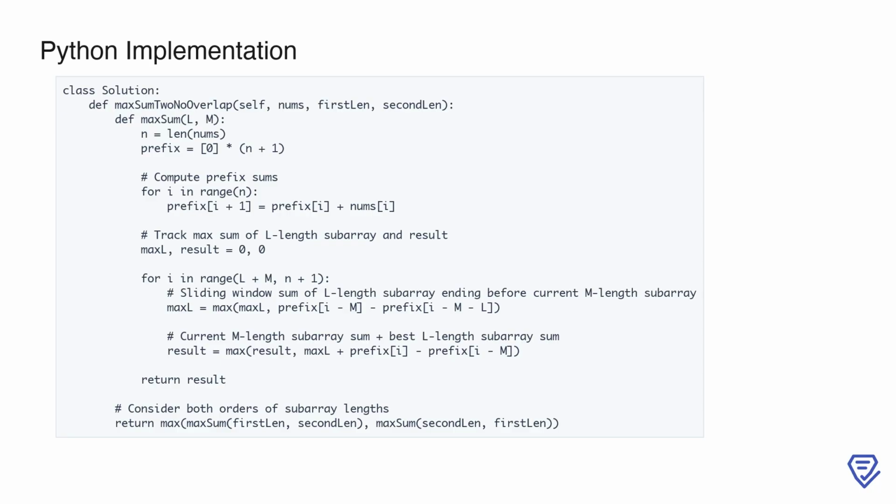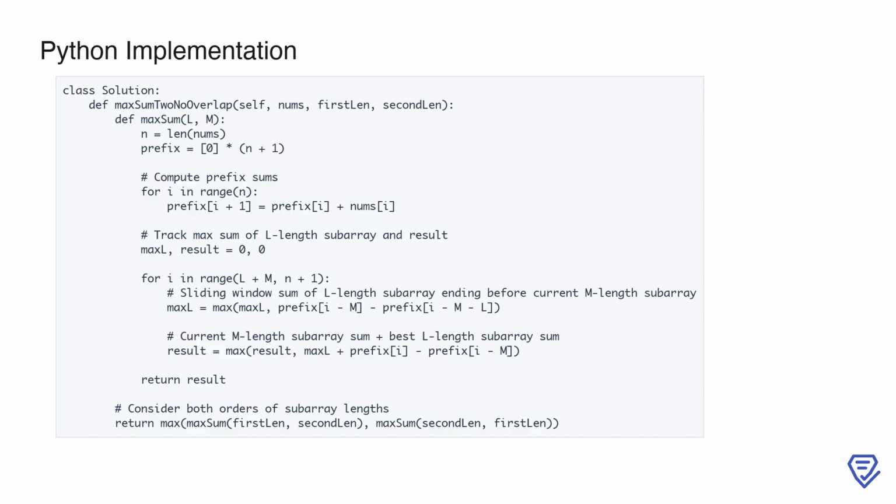2. Sliding window logic. The function maxSum(L, M) is defined to calculate the maximum sum of two non-overlapping subarrays of lengths L and M. It iterates through the array, maintaining the maximum sum of the L-length subarray encountered so far, maxL, and calculating the sum of the current M-length subarray. 3. Result update. For each position, the maximum sum of the two non-overlapping subarrays is updated by adding maxL to the sum of the current M-length subarray. This ensures that the two subarrays do not overlap.